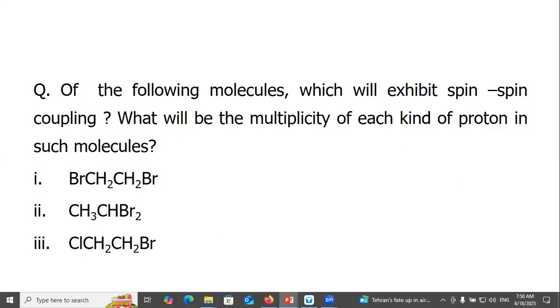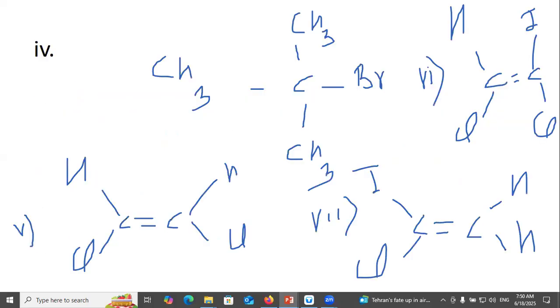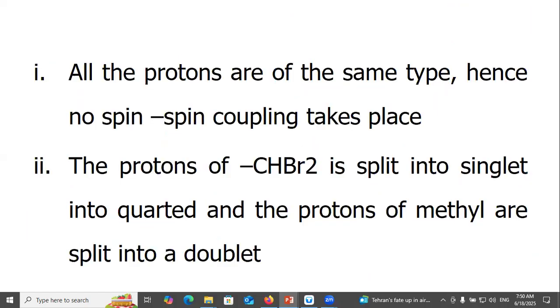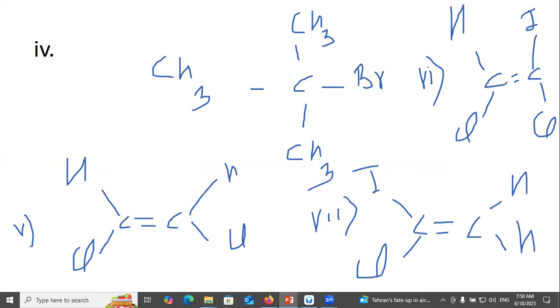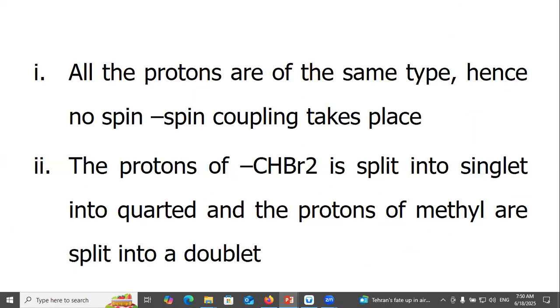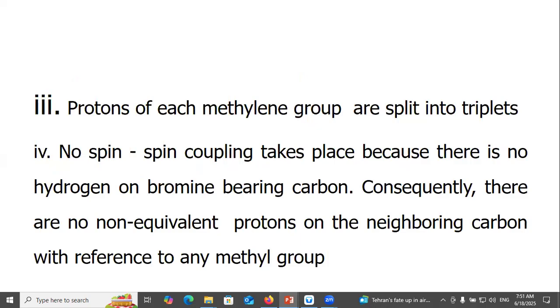What will be the multiplicity of each kind of proton in the given molecule? All the protons are of the same type, hence there is no spin-spin coupling in case of the first. In case of the second, dibromoethane, the protons are of the same type, so no spin-spin coupling. In case of the third, the protons of CH2Br2 are split into a quartet, and the protons of methyl are split into a doublet. Protons of each methylene group are split into triplets.